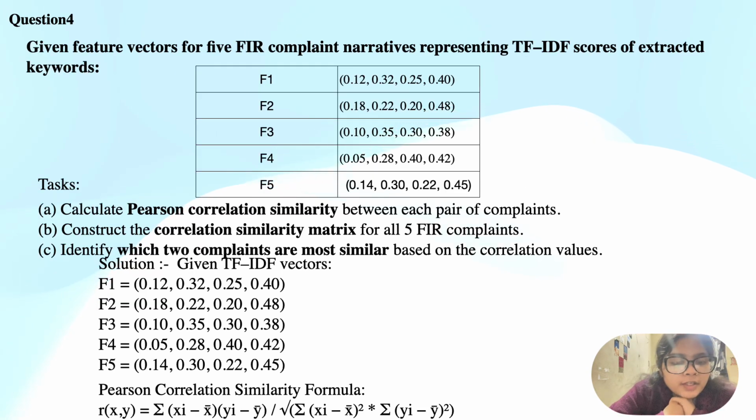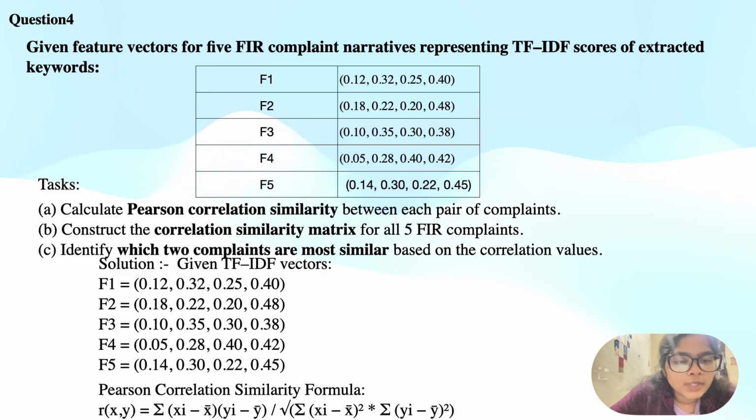Question 4: we are given a table of tuples, where a vector for 5 FIR complaint narratives represents TF-IDF scores of extracted keywords. Calculate the Pearson correlation similarity between each pair of complaints. Construct the correlation similarity matrix for all 5 FIR complaints. Identify which 2 complaints are most similar based on the correlation values.